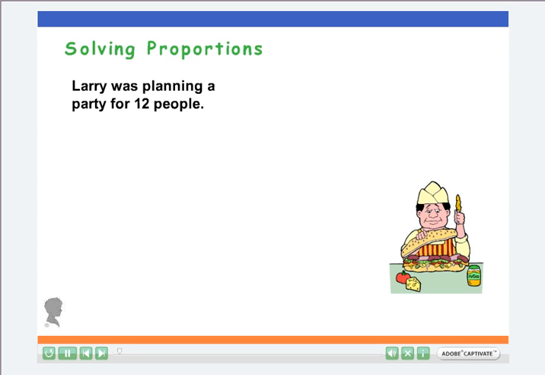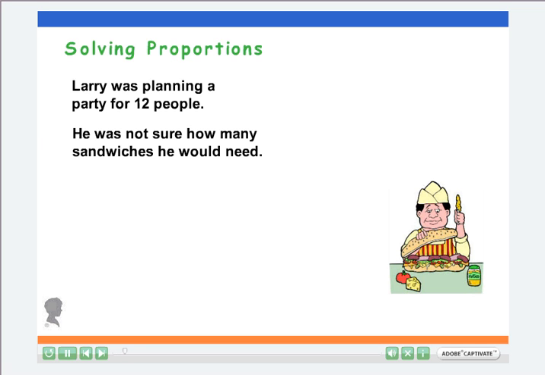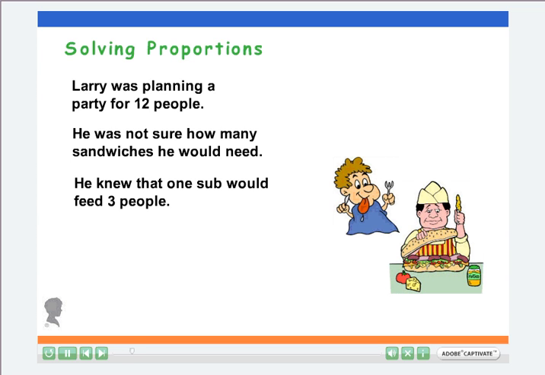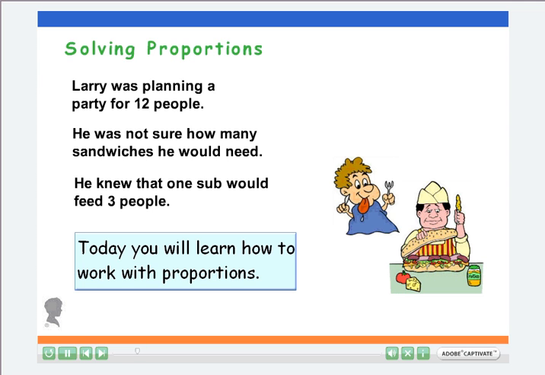Larry was planning a party for 12 people. His plan was to serve sandwiches, but he was not sure how many sandwiches he would need. He knew that one sub would feed 3 people. His friend Luke told him he needed to know about proportions if he wanted to solve problems like this. Today, you will learn how to work with proportions. Click Next to begin.